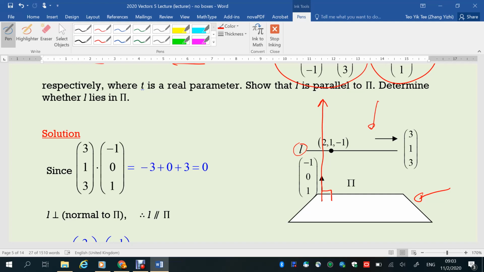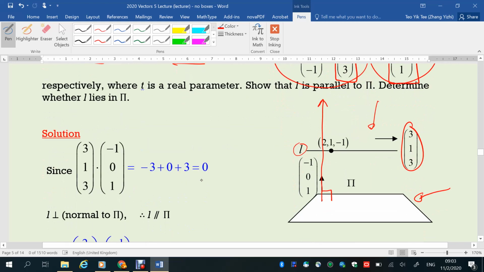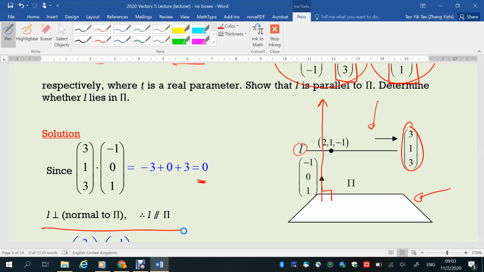So who to dot now? I need to take the direction vector of the line. Where is the direction vector of the line? This is the direction vector of the line. Dot with the normal vector of the plane must be 0. Direction vector of the line dot with the normal vector of the plane must produce 0. So I run this test. True enough, you get 0. So you conclude very nicely, the line L is perpendicular to the normal of the plane. And if line L is perpendicular to the normal of the plane, the line L must be parallel to the plane pi. That's the first part done.